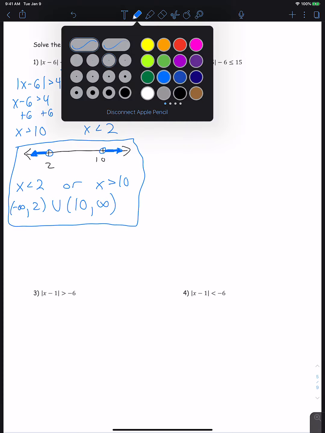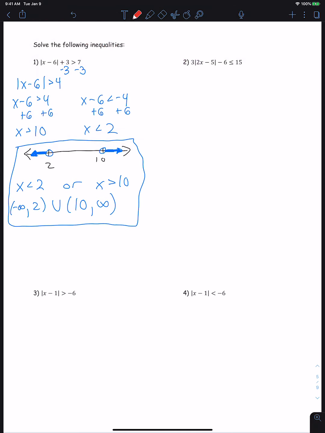Number 2, we have an absolute value inequality. We have to do the same thing we have been doing, get the absolute value alone before you write your two separate inequalities. So I'm going to add 6 on both sides.